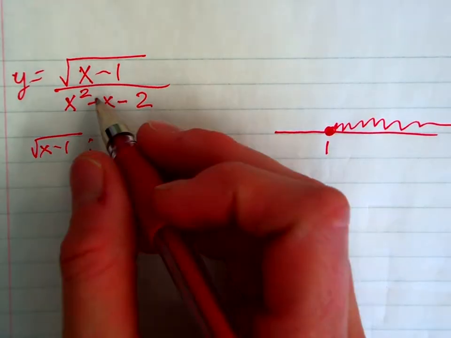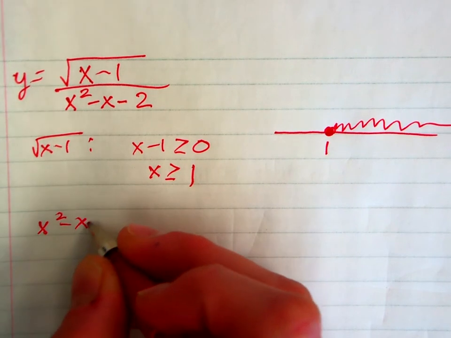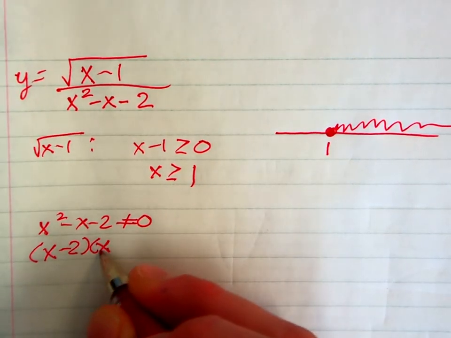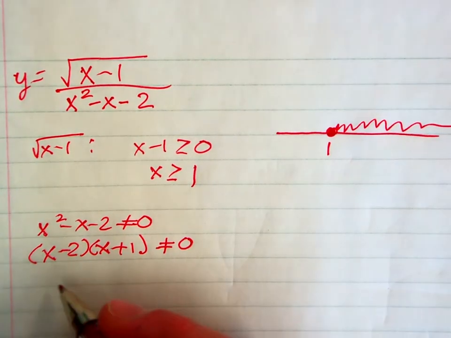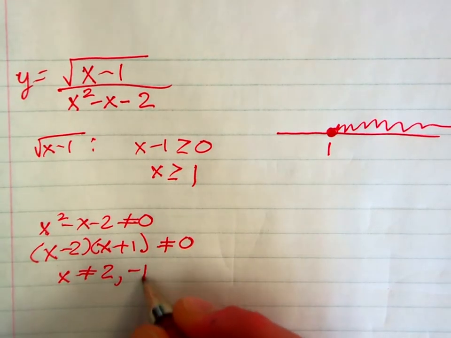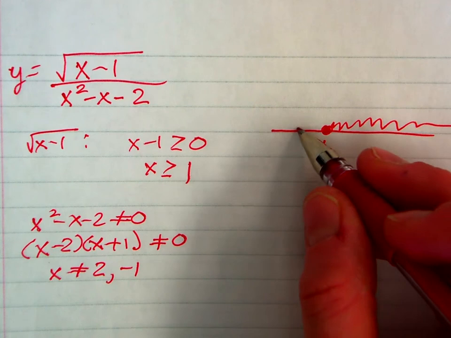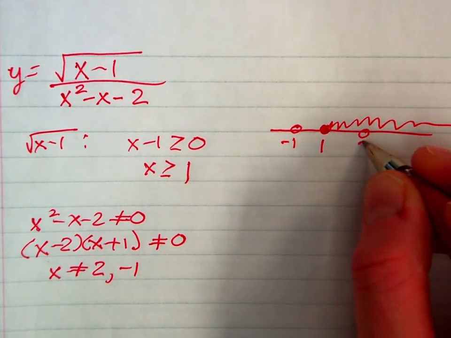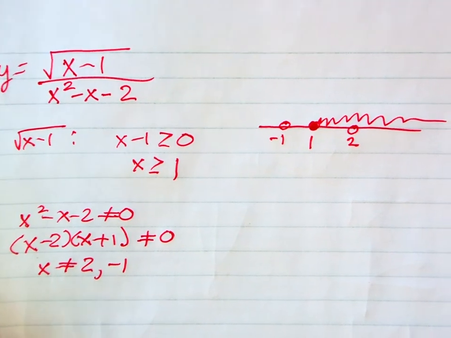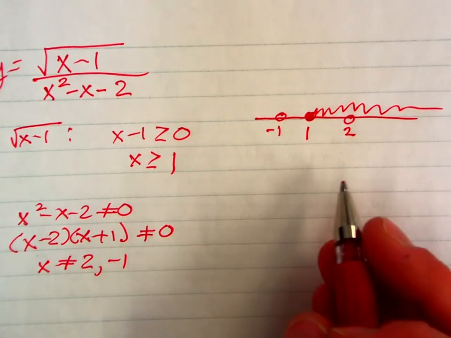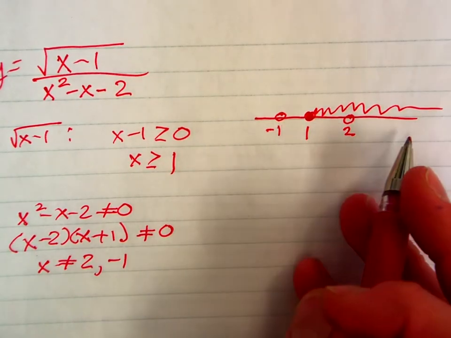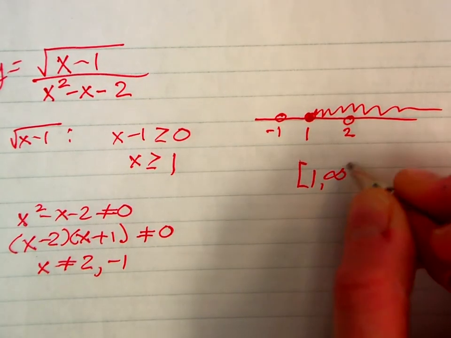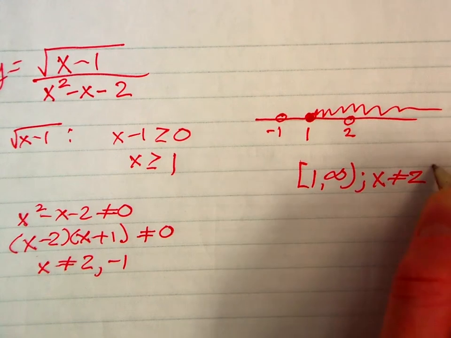But then I have to deal with the bottom, because I know that x squared minus x minus 2 cannot be 0. So that tells me that (x minus 2)(x plus 1) cannot be 0, which tells me that x cannot be 2 or negative 1. So I can't include negative 1, I'd have an open circle, and I can't include 2, I'd have an open circle. So I basically want to look at the overlap of this. Well, negative 1 isn't in the interval 1 to infinity, so I can just go from 1 to infinity, but I have to skip 2.